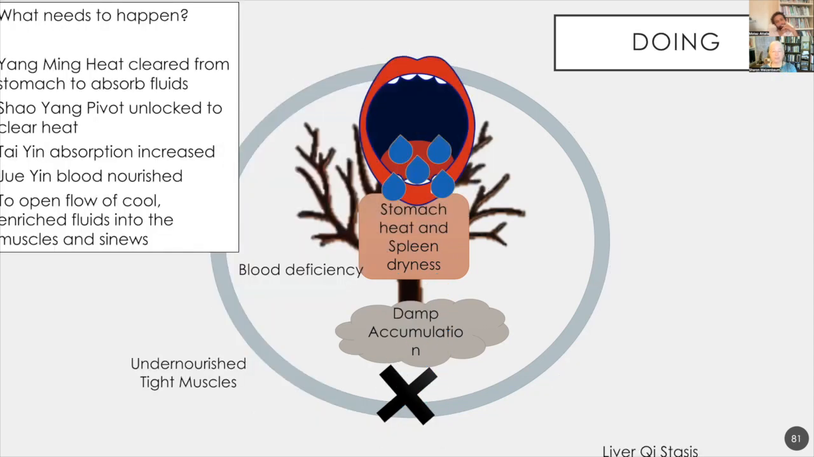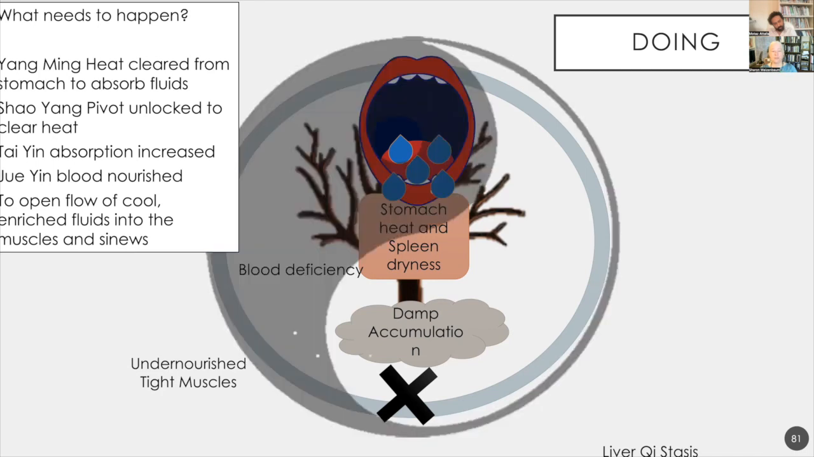What needs to happen? We have to clear that Yangming heat, but in a way that cools and absorbs fluids, right? When we absorb them into earth, it goes into the flesh and softens the flesh. We also need those fluids to go into the blood so that the muscles relax. You have to unblock the pivot to clear heat. All of this is to open the flow of cool, enriched fluids into the muscles and sinews so everything relaxes. So that's what we did with him.